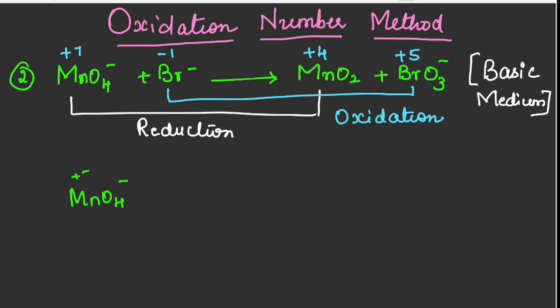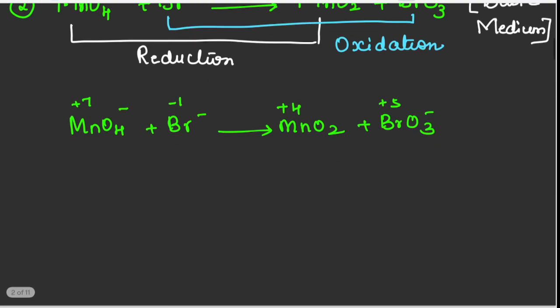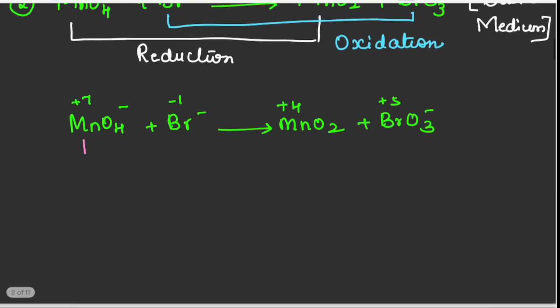MnO4 minus is +7 here, plus Br minus with -1 charge, giving MnO2 with +4, then BrO3 minus with +5. So now what we have to do is compare the charges. So Mn we are going to compare here. What is the charge here? +7 and +4. So subtract it. 7 minus 4, how much will you get? 7 minus 4, you will be getting 3.